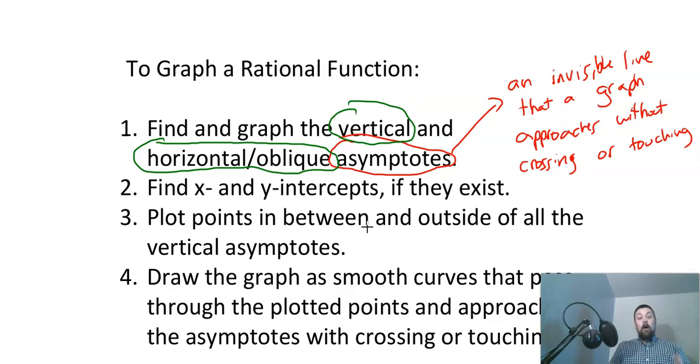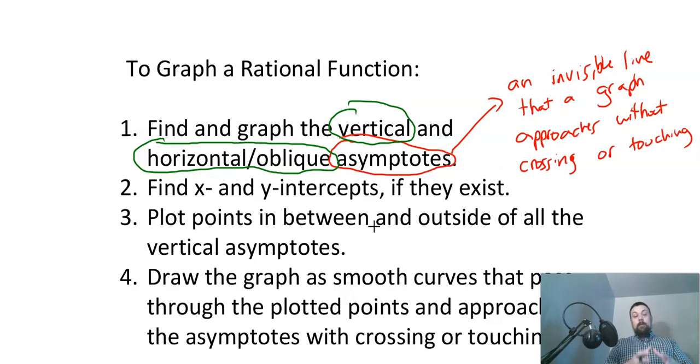So not all of these graphs will have an x-intercept. Not all of them will have a y-intercept. And sometimes you won't have either. So you might try to find these intercepts and they just might not exist. And if they don't exist, then you just say there are none, and you just don't have any points from step 2.